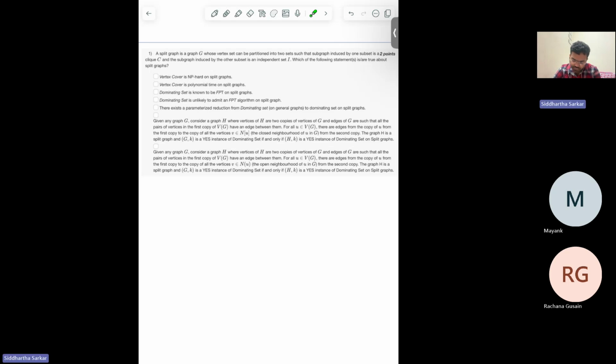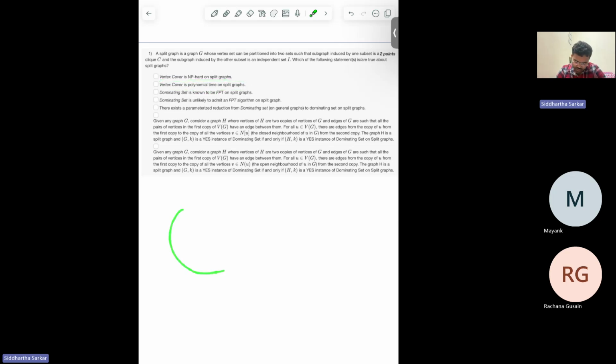Now the question is pertaining to split graphs. So which of the following statements are true about split graphs? First, vertex cover is NP hard on split graphs. The second statement is related: vertex cover is polynomial time solvable on split graphs. So one of these things will be true. Either it is NP hard to find the vertex cover on split graphs, or it is polynomial time solvable to find the vertex cover on split graphs.